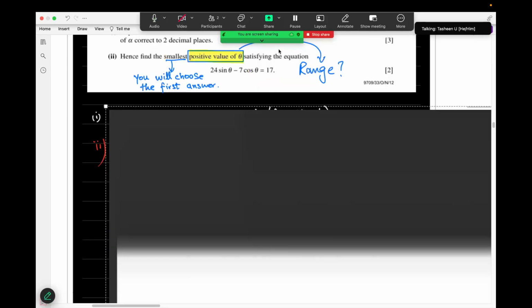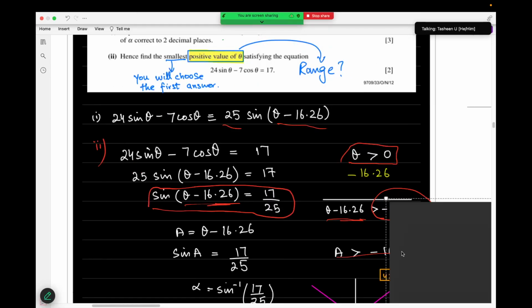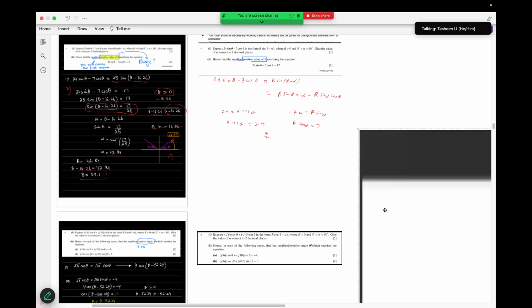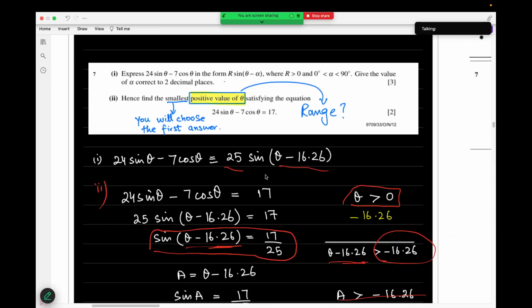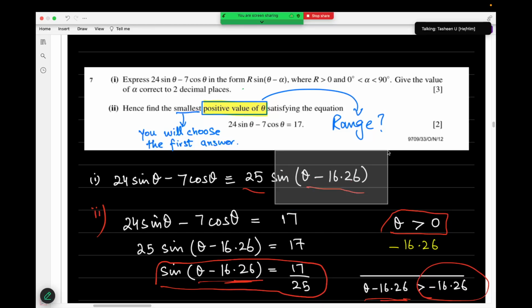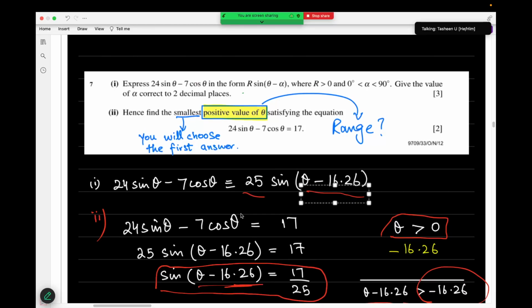Okay, so here, what is the question? Let's see. Okay, express this thing in the form r sine theta. You have to express this thing where r is greater than 0 and alpha is between 0 and 90. Okay, give the value of alpha. The same thing, you have to rewrite this thing, and here the working is not shown because it's the same thing. You understand? You have to break sine alpha minus, you have to break it using the compound angle formula for sine, and then you will get this.